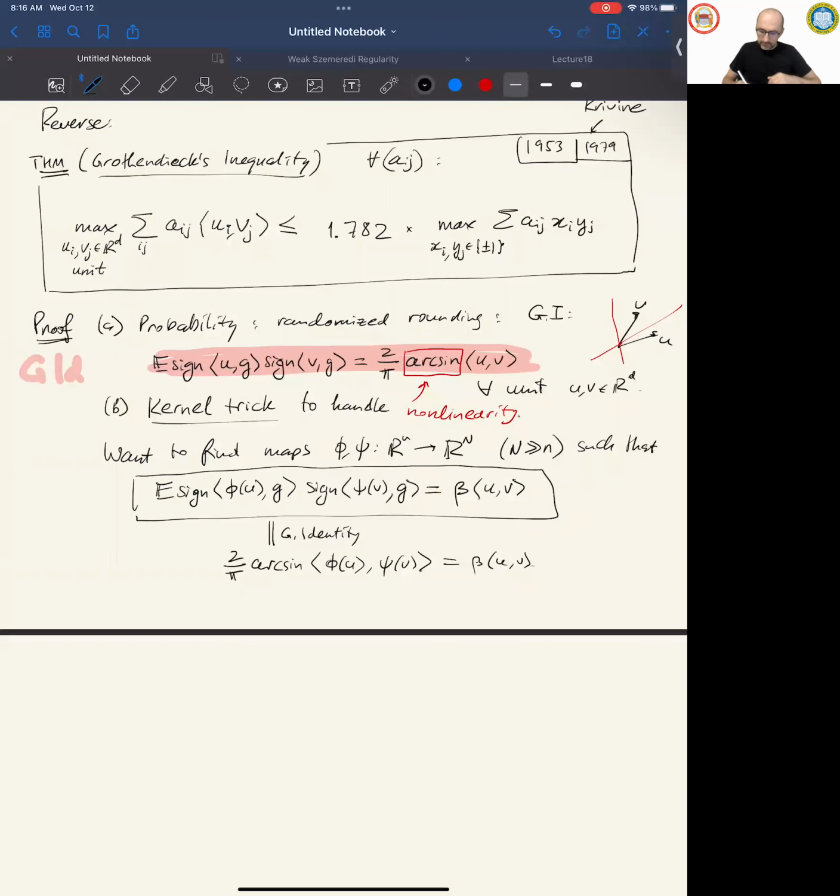So let's move this arc sine to the other side. It means the inner product of phi of u and psi of v equals, I multiply by pi over 2, beta pi over 2 uv, and then I take the sine. Okay, I got it. So it's the sine of beta pi over 2 times the inner product of u and v.